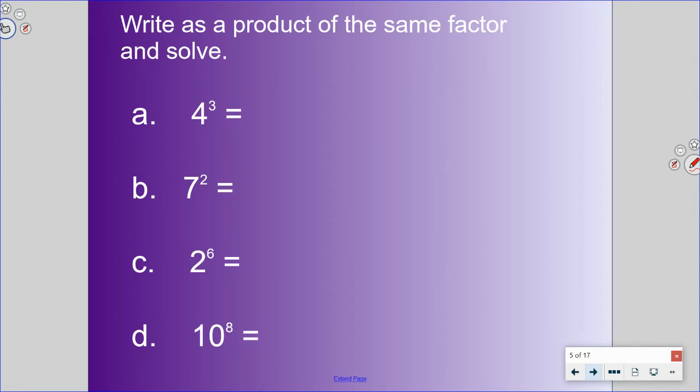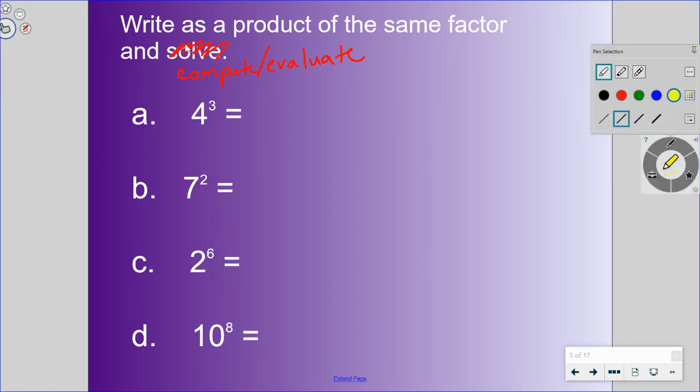We're going to write this as a product, and oh, there's Mr. Collins' pet peeve. This word is not solve. You can use the word compute, which is a fancy way for saying do the math, add, subtract, multiply, and divide. Some of us will even use the word evaluate, find the final value, but this is not an equation, therefore it is not going to be solved.